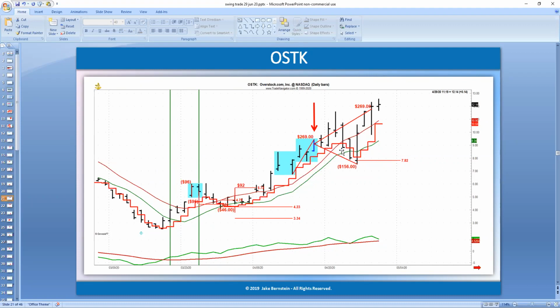You did miss part of the move, but remember what I said. This is not a perfect methodology. It's simply designed to grab a lot of good moves very quickly as a swing trade. Let's do another one.